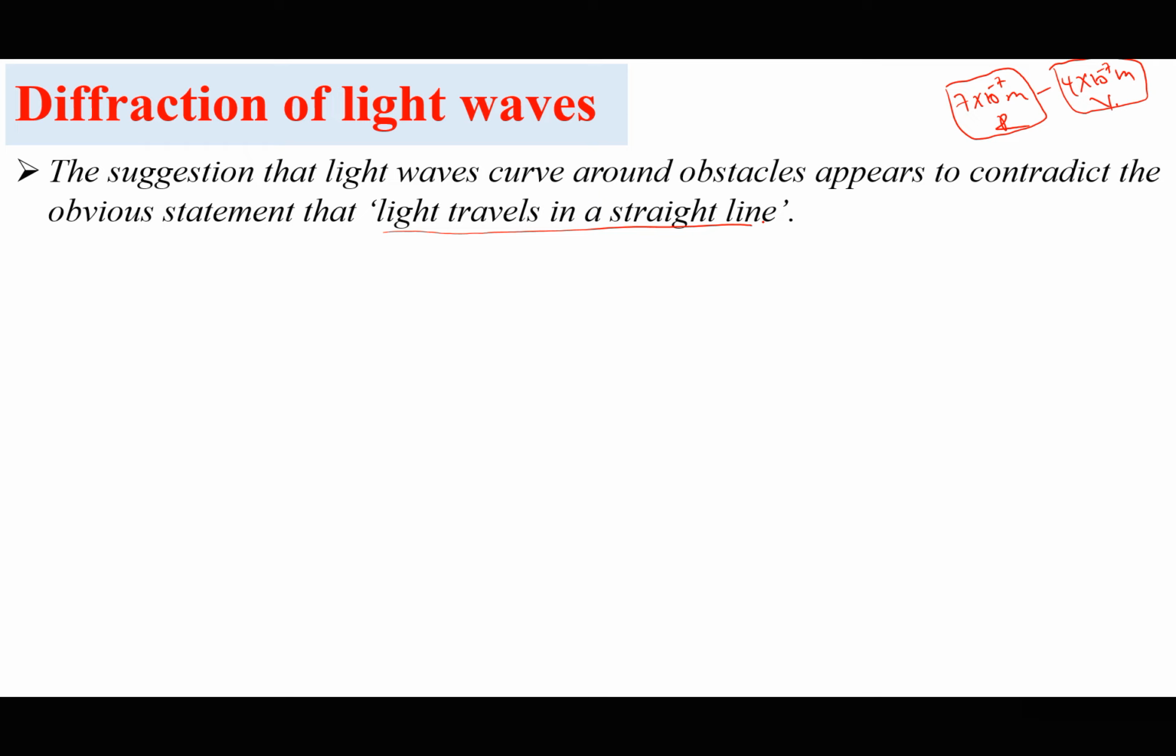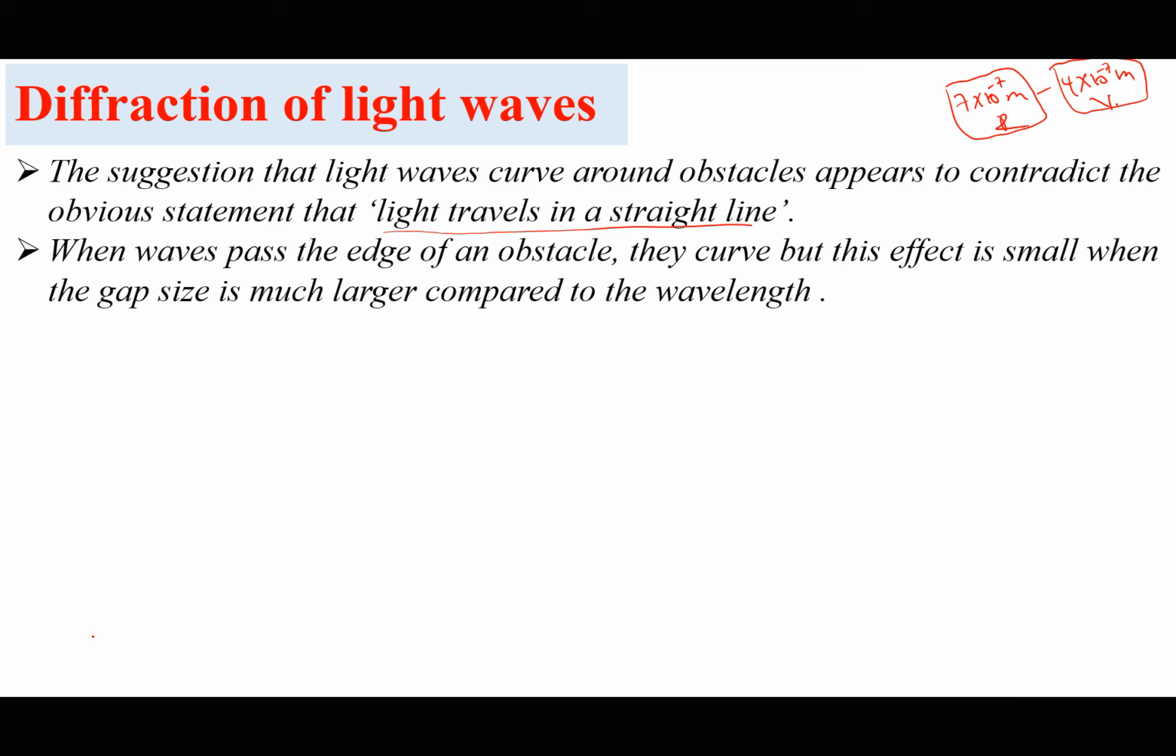But this idea of diffraction would make you think that we are contradicting the statement that light travels in a straight line, resulting into shadows. But when light or any other wave passes the edge of an obstacle, they curve. But this effect is small for light, especially when the gap size is much larger compared to the wavelength.